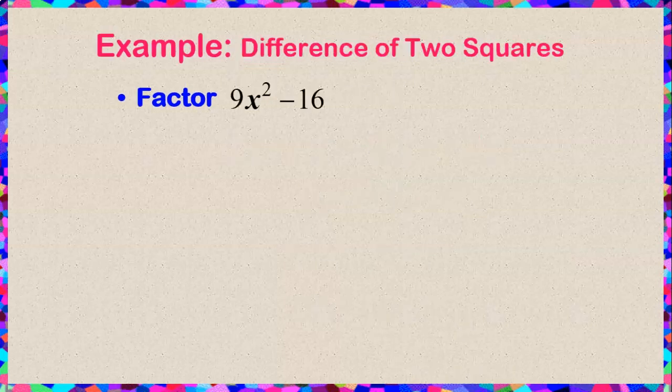Difference of two squares, we have a binomial pattern here, two terms. They have to both be perfect squares, so 9 is 3 times 3, x squared is x times x, and 16 is 4 times 4. Has to have a minus in the middle. There is no sum of two squares, there is only a difference of two squares.